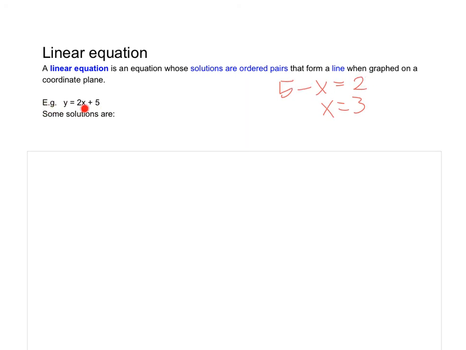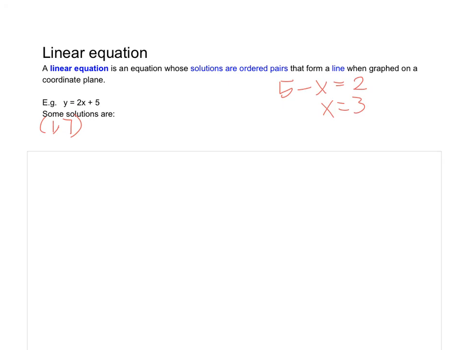Now going back to this linear equation, we have two variables, y and x. So what are the solutions? Well, it depends. Could x be 1? If x is 1, then what is y? 2 times 1 is 2, and 2 plus 5 equals 7, right? I just plug in x equals 1, and I get y equals 7. That means this ordered pair is a solution.